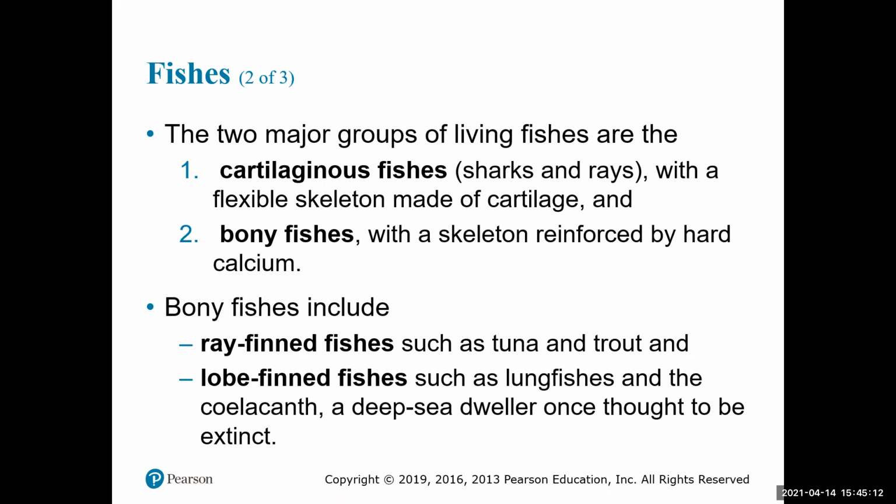Now, your bony fishes can be subdivided into two different groups. You have your ray fin fishes and your lobe fin fishes. Examples of the ray fin fishes are your tuna and your trout, and they have fins that have the hard bony rays that go through those fins, and that's why they're referred to as ray fin fishes. Now, your lobe fin fishes, examples of these are lungfishes and the coelacanth.